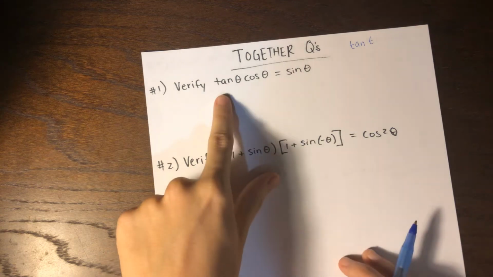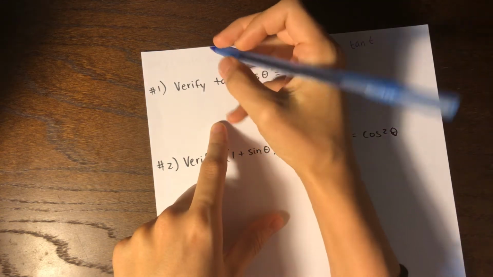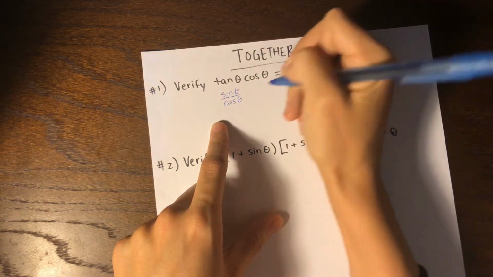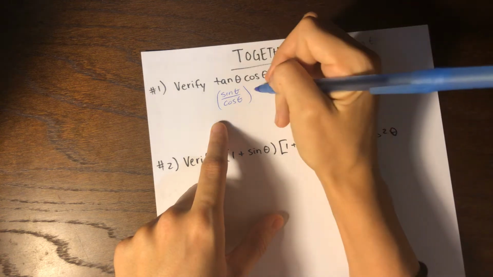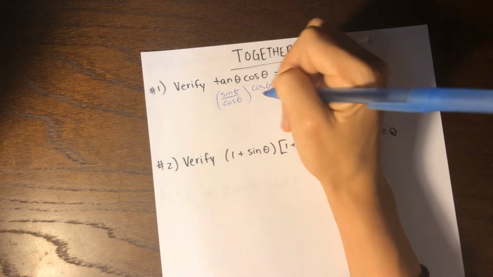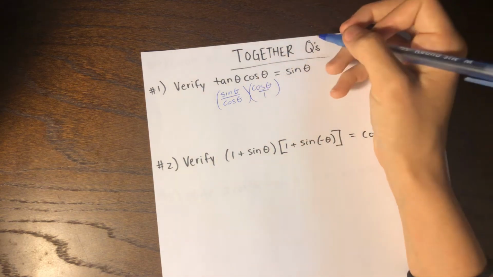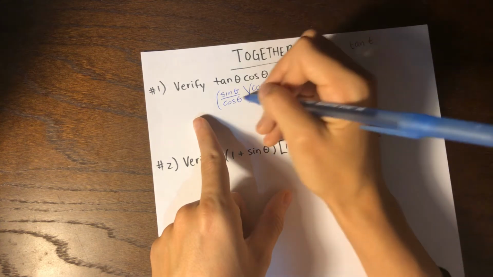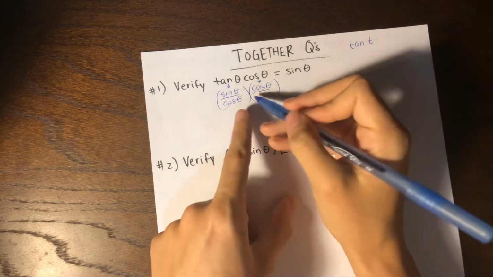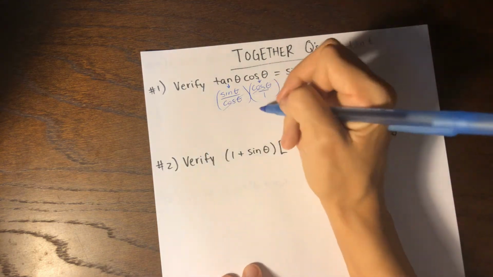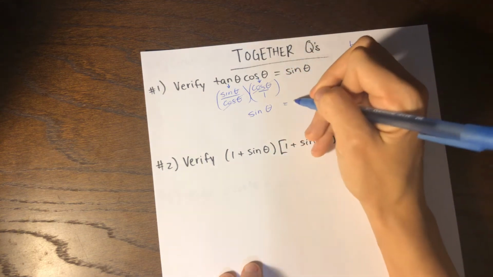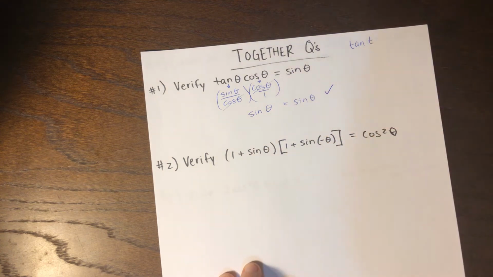Okay, so we know that tangent theta is sine theta over cosine theta. And then if we multiply that by cosine theta, which is like over 1, we can cross multiply and cancel those out. So then we just have sine theta left over, which is equal to sine of theta. So we have verified it.